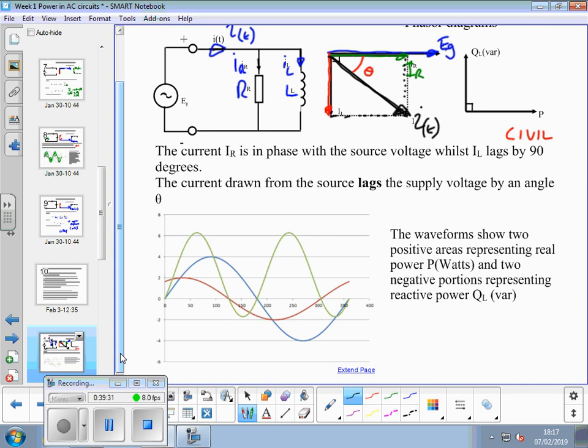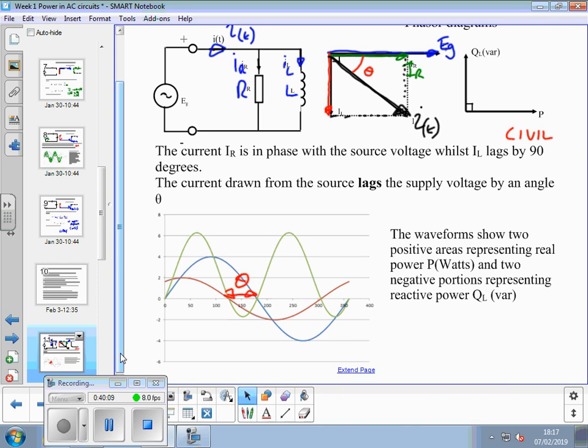And if we go along and plot those two values, the blue line is the applied voltage at angle 0. The current in red is the overall current at angle theta away from the voltage. So this angle in here, between those two, is theta.